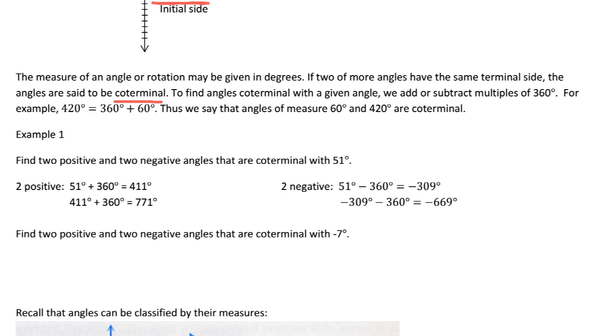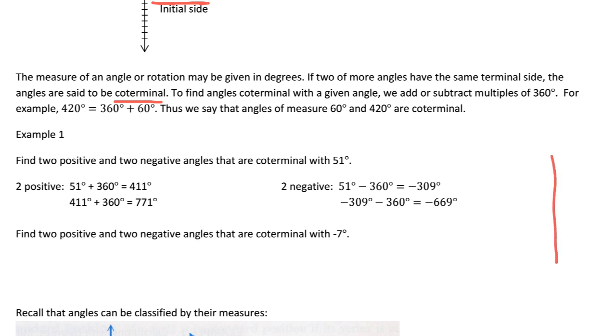Next, find two positive and two negative angles that are coterminal with 51. For the positive ones, we just add 360 and get 411, then add 360 again and get 771. Make sure it's in degrees. For the two negative ones, you take 51 minus 360 to get negative 309, then minus 360 again and get negative 699.